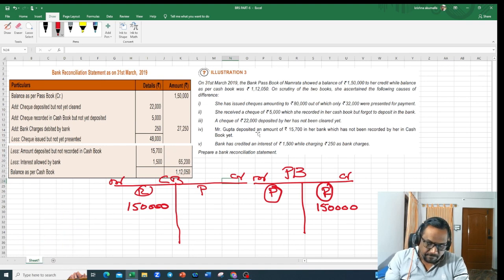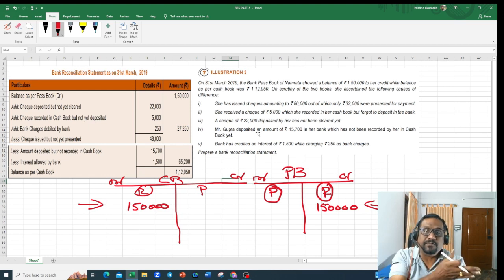Are you clear? Why are we showing it on the debit side? Because this amount is an asset for us. Why is the banker showing it on the credit side of our account passbook? Because it is a liability for him. Because this 1,50,000, at any point of time, he has to pay that amount to the business. That is the reason 1,50,000 is shown on the credit side. This is how you need to start understanding.